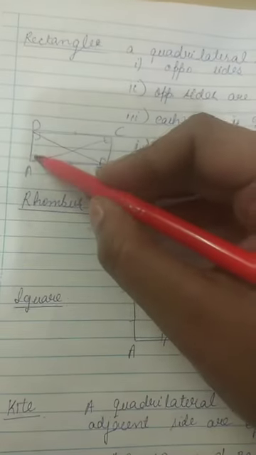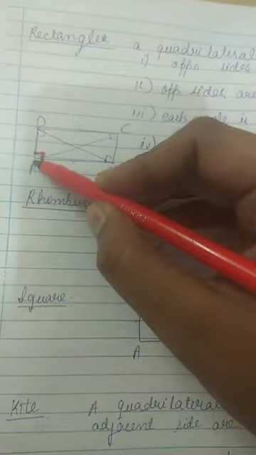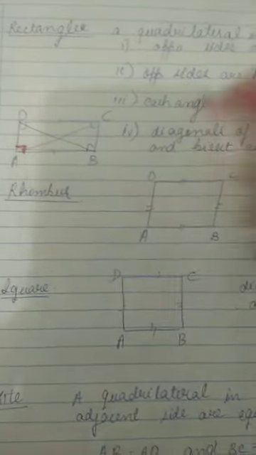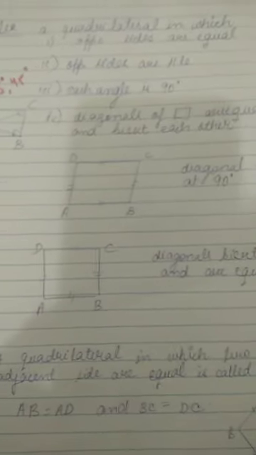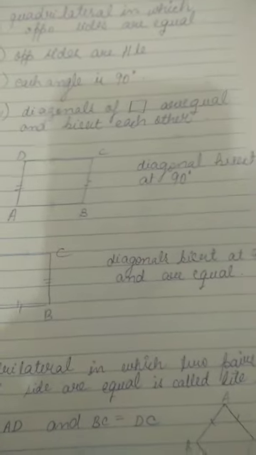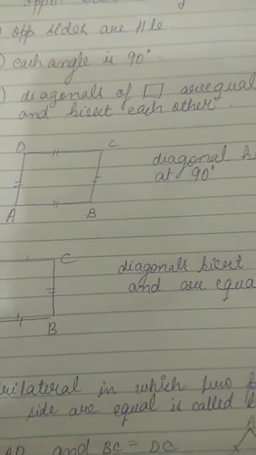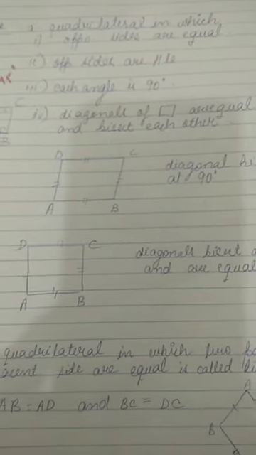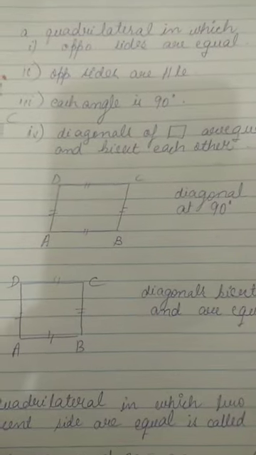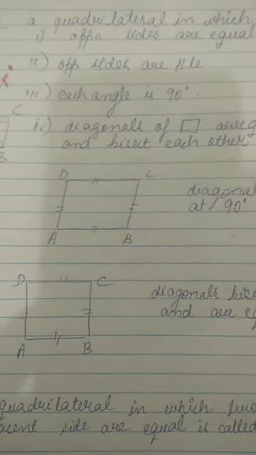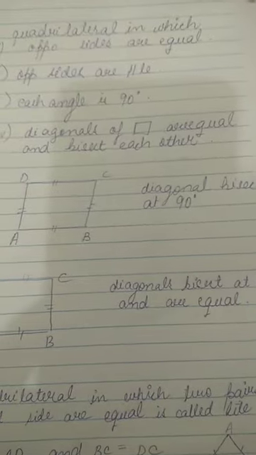It means if angle A is 90 degrees and the diagonal is bisecting it, it will be 45 and 45 degrees. So the diagonals bisect each other, and another thing is that the diagonals are equal. In a parallelogram we have just learned that the diagonals bisect each other, but they are not equal. But in a rectangle the diagonals are equal and they bisect each other. So the properties are all similar, but the difference is that the diagonals are equal.